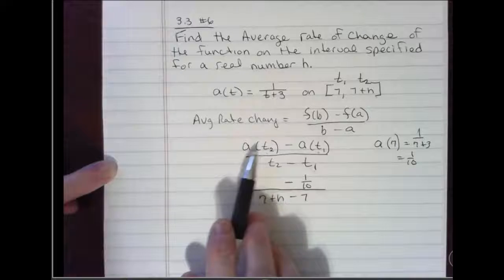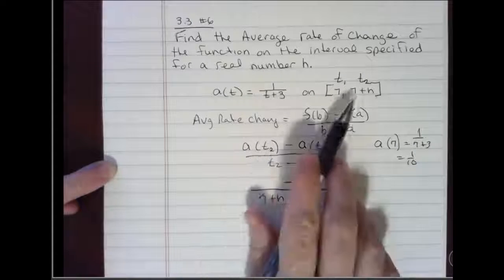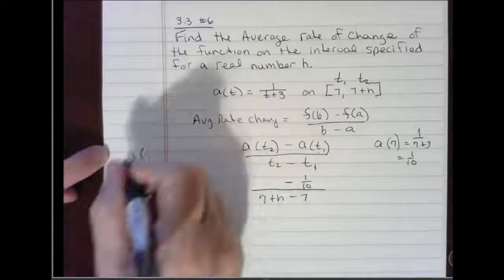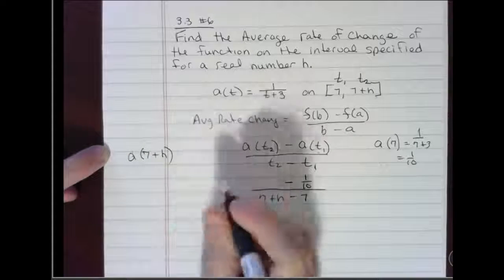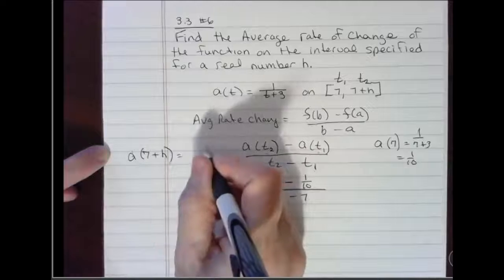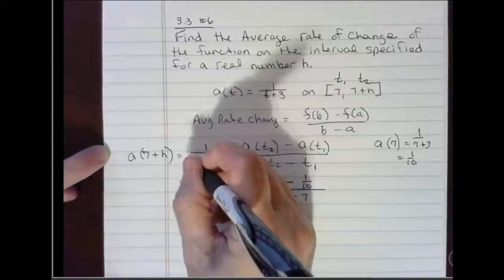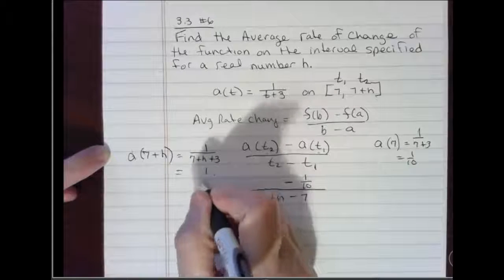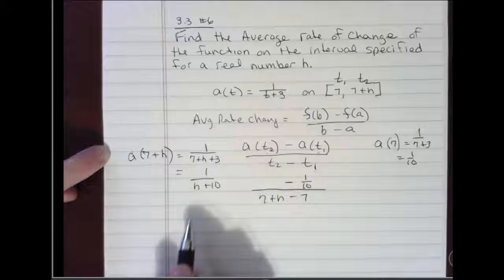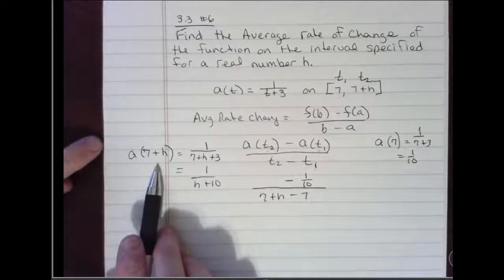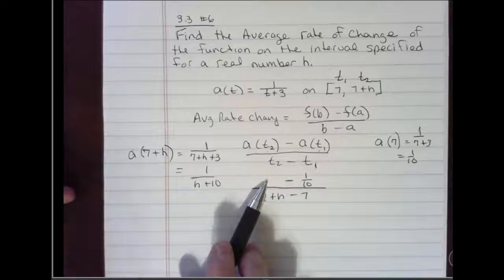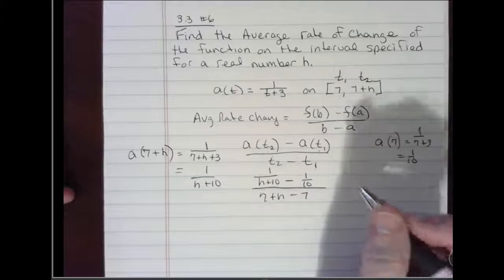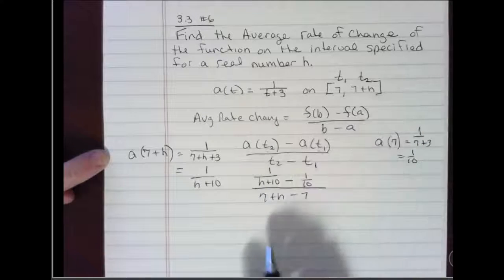And now I need to figure out what a of t sub 2 is. My t sub 2 is 7 plus h, so it's going to be a of 7 plus h. I'm going to plug it into my function, which equals 1 over 7 plus h plus 3, which equals 1 over h plus 10. So that would be my a of 7 plus h, 1 over h plus 10, which is going to go here. So again, this is our average rate of change we're trying to find.